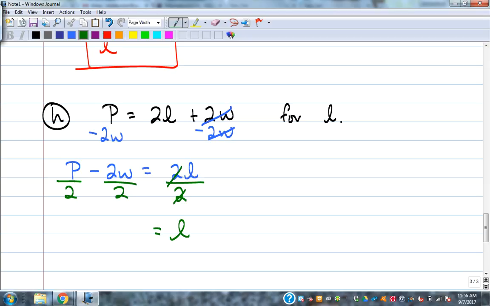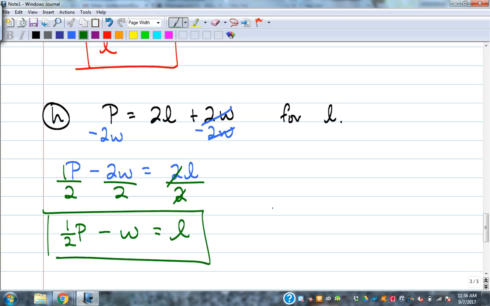P divided by 2. What's really in front of that P? 1. Does that reduce any? No, it's just 1/2, right? 1/2 P. 2W divided by 2 is 1W, or just minus W there. That's L by itself, so that means we're done.